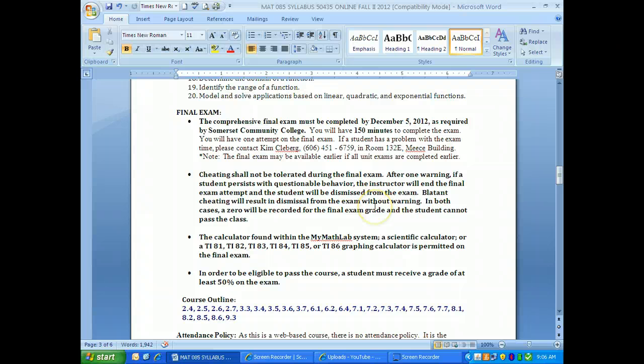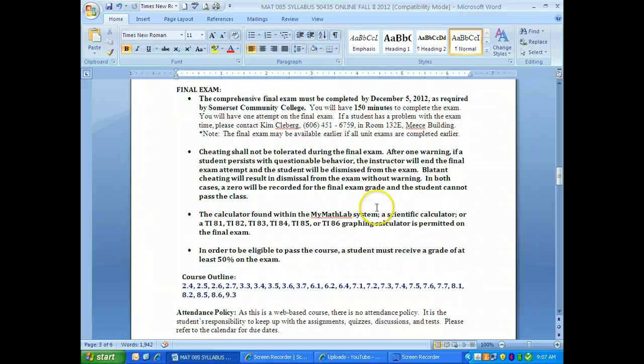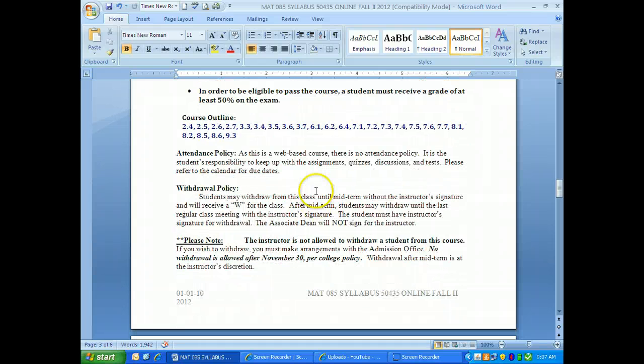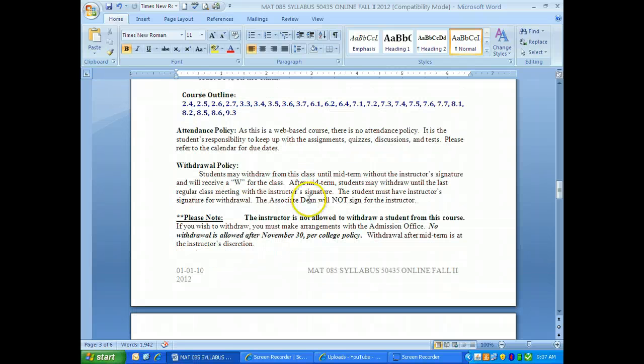Do not cheat. It's one guaranteed way to fail the course. This is more information about the final exam. You can read that for yourself if you want to. Attendance policy, it's an online class, but it does have due dates. So make sure you adhere to the due dates.